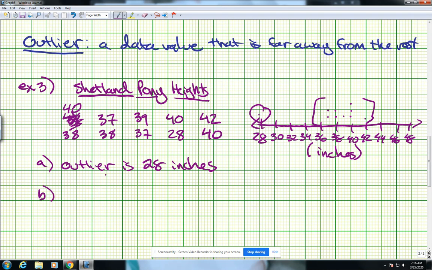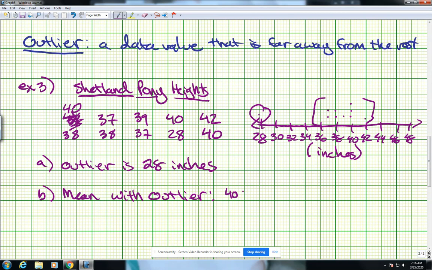B says find the mean with and without the outlier. Okay, so we're going to find the mean twice. We're going to find the mean with this number included in it, and we're going to find the mean as if this number was not there at all. So we're going to say mean with outlier. Let's find it with the outlier. So we're basically going to just find the regular mean of all of these. So we're going to add up all of our numbers and divide by how many there are.